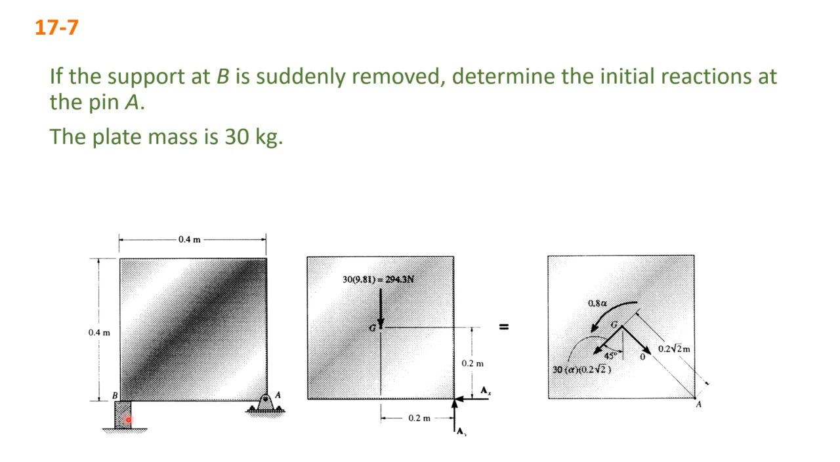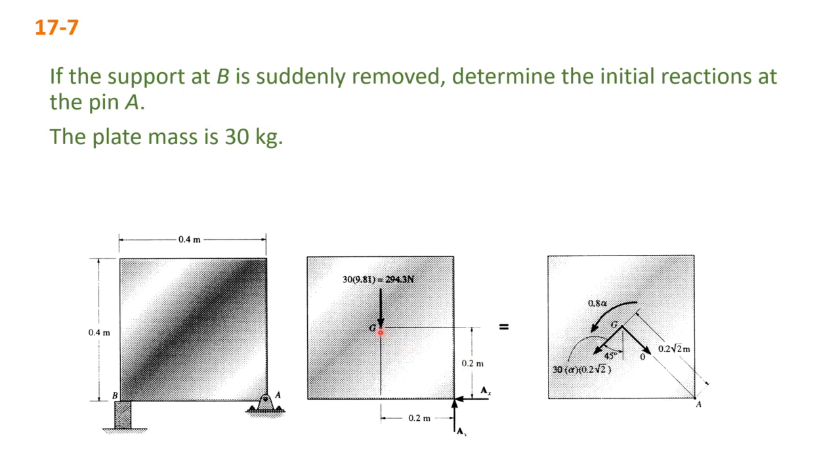Now, what happens if we remove the support at B suddenly? We need to find the reaction at point A if the mass of the plate is 30 kilograms, which is located at the center. So that's the free body diagram, and that's the kinetic diagram, as easy as that. We're going to do the analysis of this one, and you will see that it is not going to be that complicated.